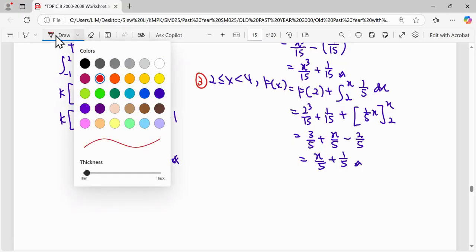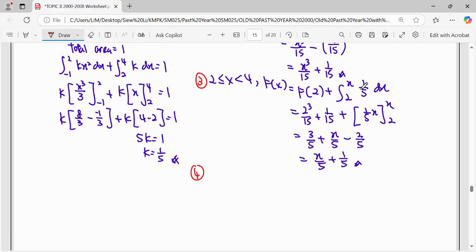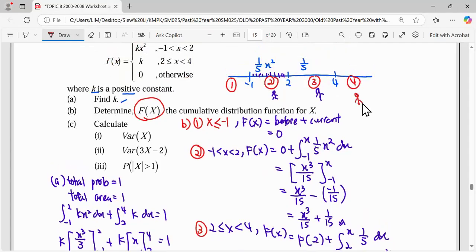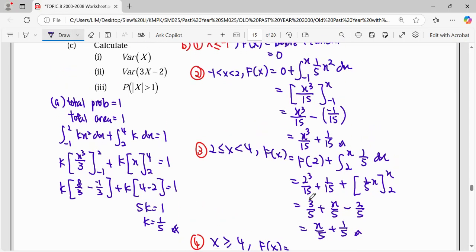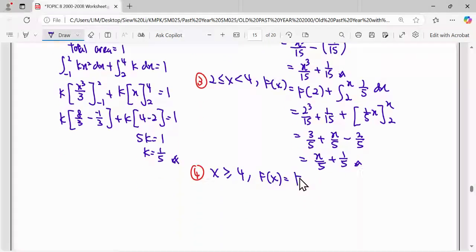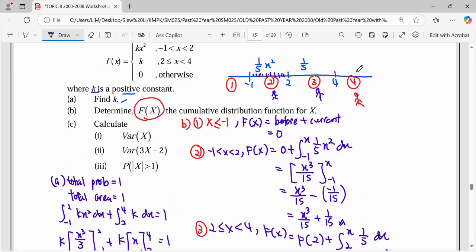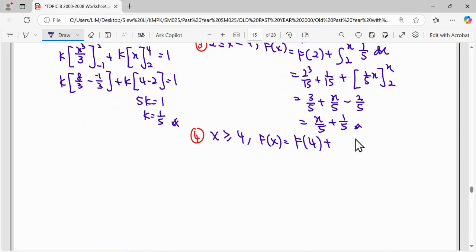And then continue for the next step, which will be the interval after here. So we are at here. It will be the interval after the value of 4. So x will be greater than or equal to 4. Just now our interval before this didn't equal 4. So for this interval we have to include 4. Then accumulate the function. Before this we already accumulated up to the value 4. So for 4 onwards, this area currently we don't have any function, which is 0. So for F of 4 we substitute the value of 4 into the previous cumulative function. Finally we get 1.